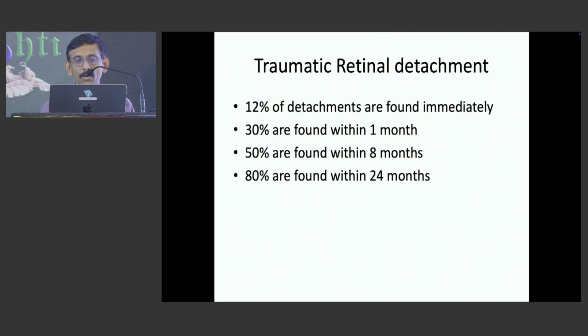Not all trauma results in breaks immediately. Sometimes new breaks can appear after the onset of a PVD, and a PVD in trauma occurs generally by around 1.5 to 2 months. So 10% of detachments are found immediately, 30% in 1 month, 50% within around 8 months, and 80% within 2 years.